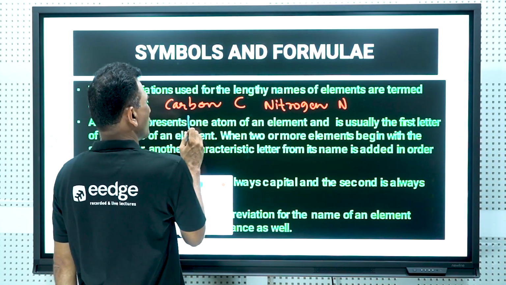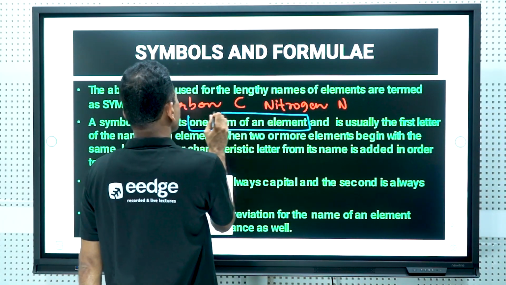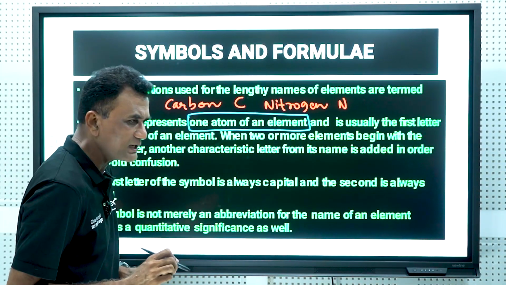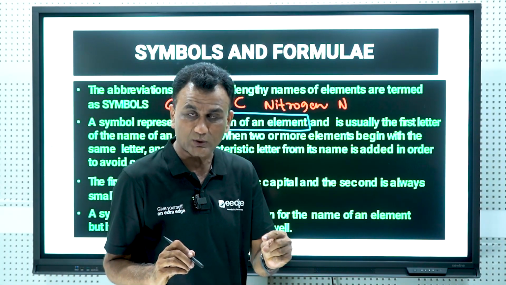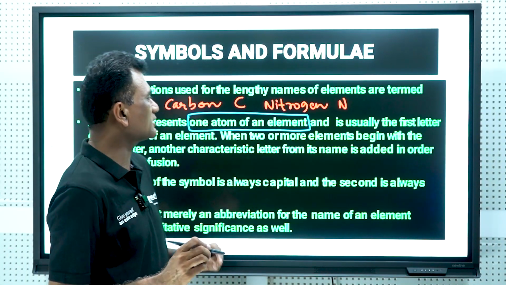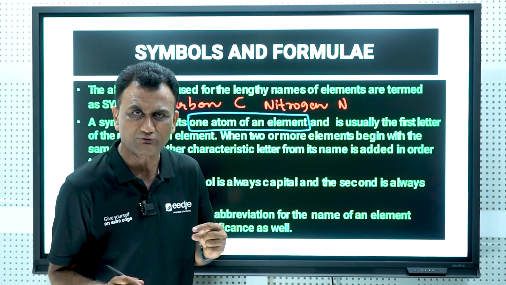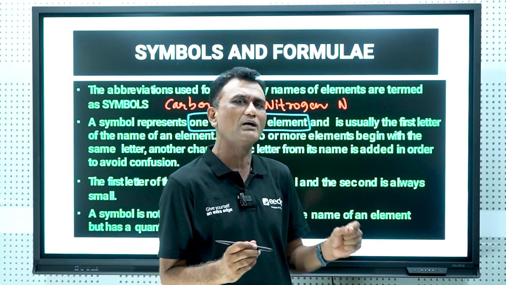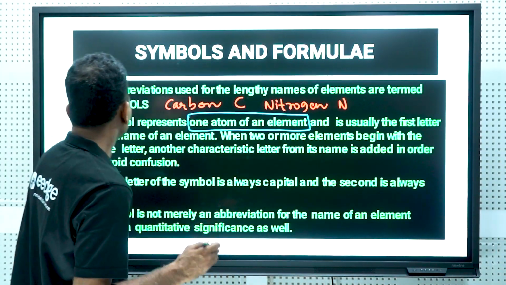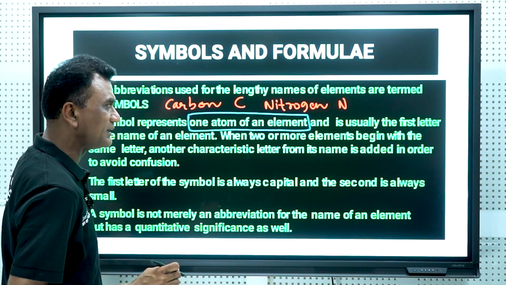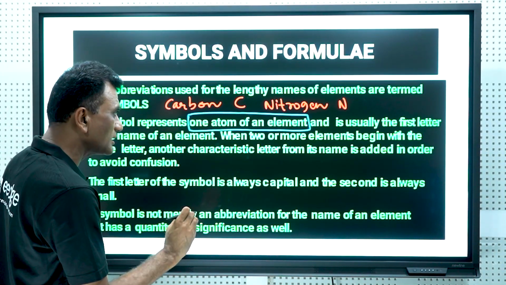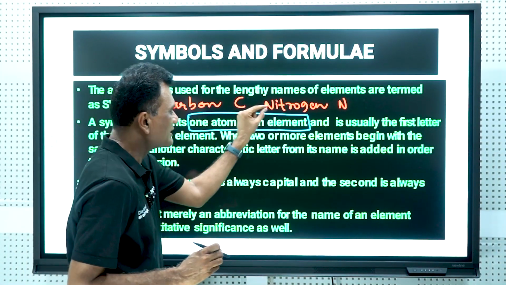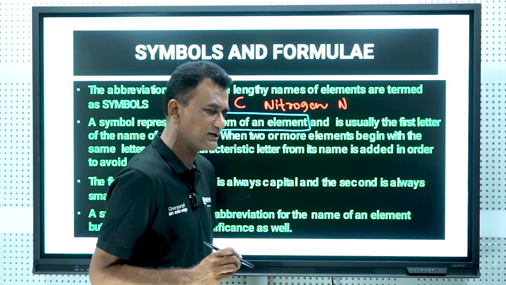A symbol represents one atom of an element, a single atom of an element. As you know, elements are made up of atoms. So when you write C, it not only stands for carbon, but it also represents one single atom of carbon. When you write N, we mean that it is nitrogen and it stands for one single atom of nitrogen, right? So a symbol represents one atom of an element and is usually the first letter of the name of an element. Carbon starts with C, so the first letter is C. Nitrogen starts with N, so the first letter is N, right?